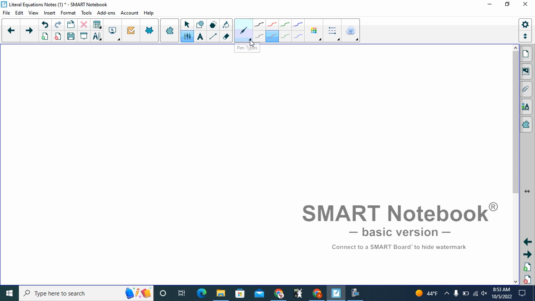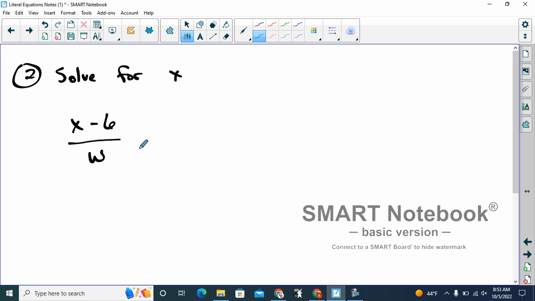Let's try another one. Let's call this number 2. We were asked to solve for x, and we are given x minus 6 divided by w equals z. If it helps to replace all of the variables, except the one we're solving for, with a number, by all means do so. So x minus 6 divided by w. I'm solving for x, so I need to leave the x in there.